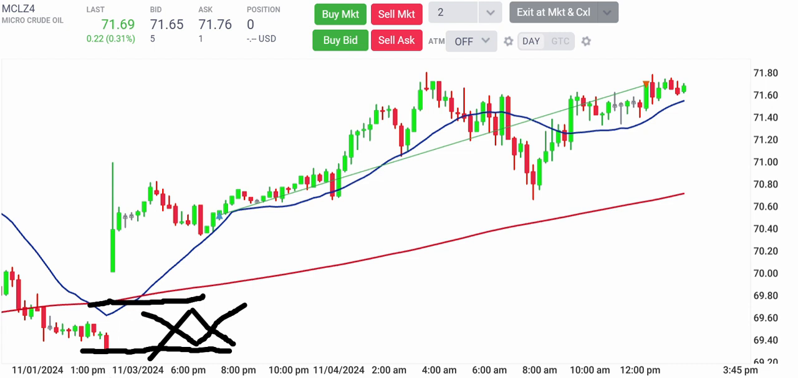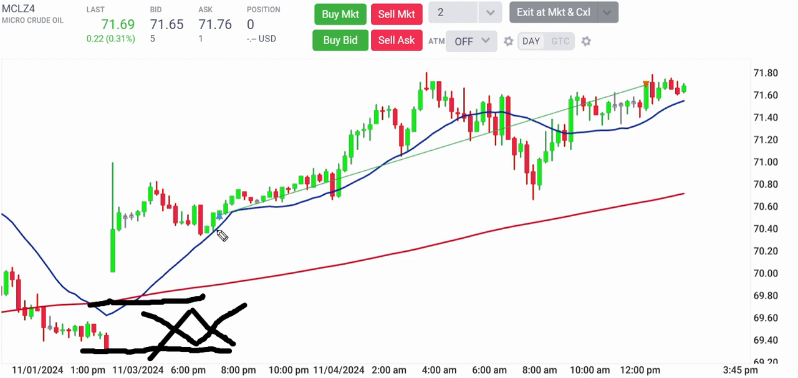So how do we play this? Well, first bar's here. You could have gotten this bar if you wanted to. I missed it. I had to do some other things, and I didn't have a chance to get this bar. So what did I do? I waited. I waited until it retraced back here.